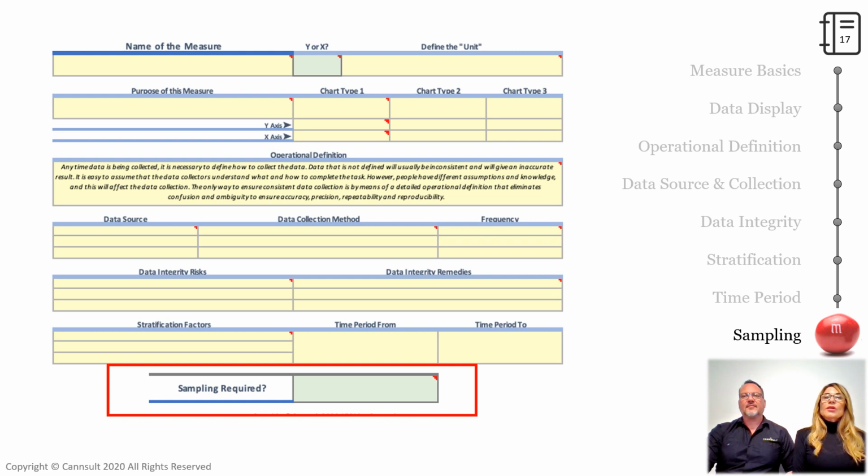And lastly, will you be collecting data from the entire population, or will you be collecting a sample of data and drawing conclusions about the population using that sample? The next chapter is all about sampling, so you'll understand how to answer this yes or no question once we've gone through that chapter.